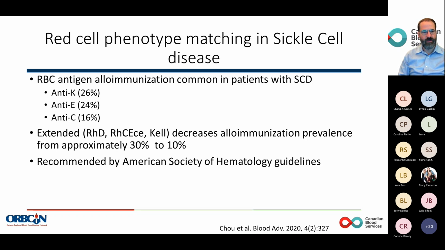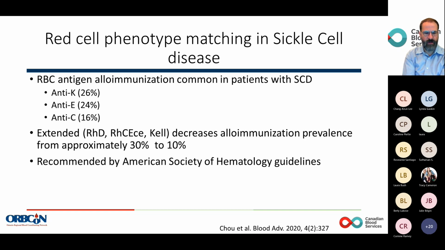We know that RBC antigen alloimmunization is common in patients with sickle cell disease and much more common than in other patient groups. Anti-Kel, anti-big E, and anti-big C are the most commonly observed alloantibodies. Data comparing extended matching to standard matching for transfusions suggests that you can decrease the prevalence of alloantibodies from 30% to 10% by matching for the RHCE, CE, and Kel systems, in addition to the standard ABO and RHD matching.